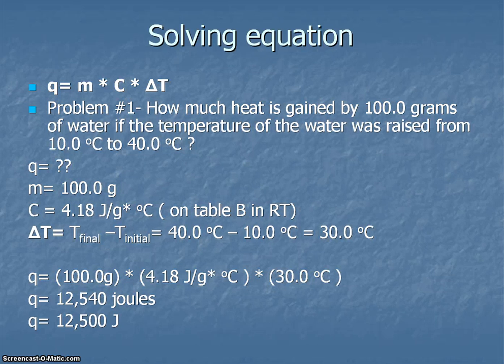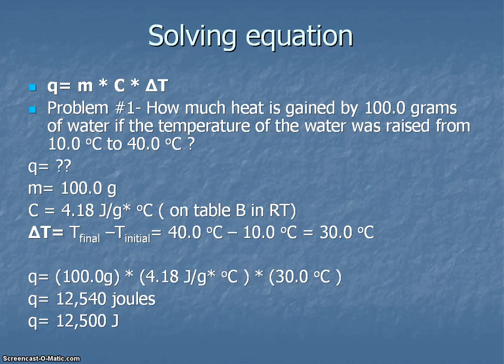All right, here's the problem. How much heat is gained by 100 grams of water if the temperature of the water was raised from 10 degrees Celsius to 40 degrees Celsius? Anytime you get a problem, you've got to know what the question is asking. This question is asking how much heat is gained. So heat is the variable I'm trying to solve. That's Q. Grams is mass, so I have 100 grams. That's my mass. My specific heat for water, you're going to look up in table B if you haven't done it yet. And I just talked about it, so it's 4.18 joules per gram C.